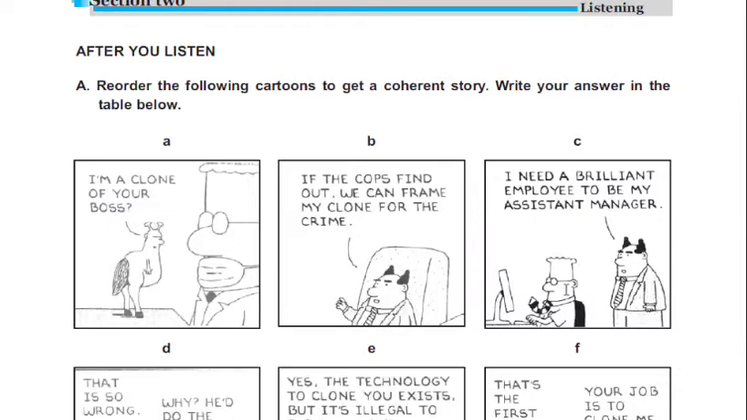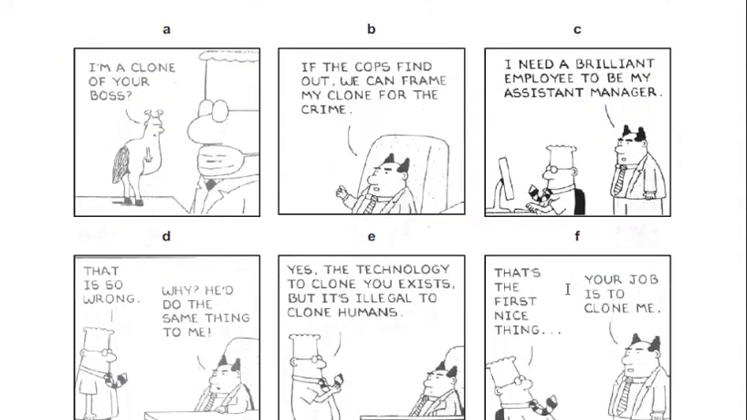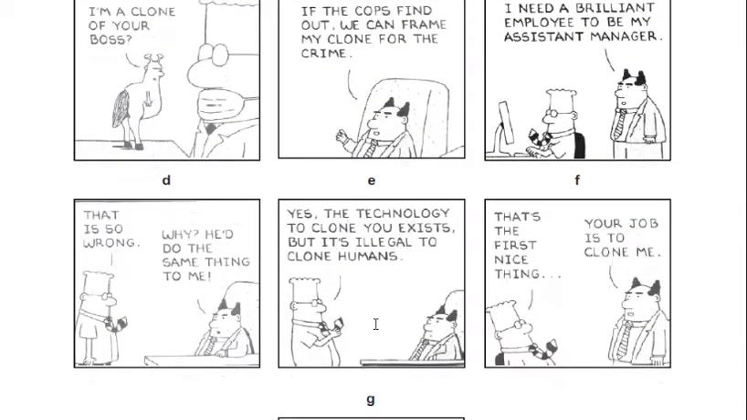So he says, that's the first nice thing, says the employer. He thought that he's going to promote him to assistant manager, but the boss is thinking about something else, which is cloning himself. Your job, he says, is to clone me.